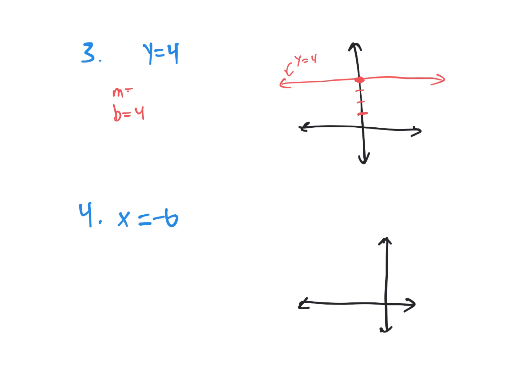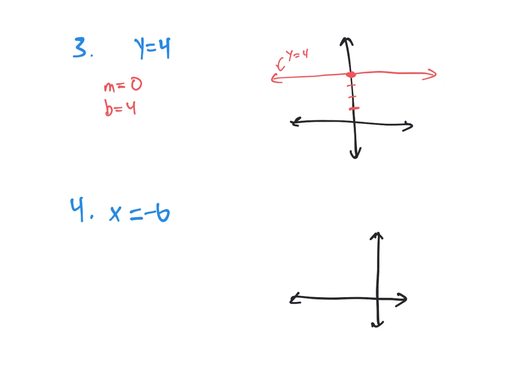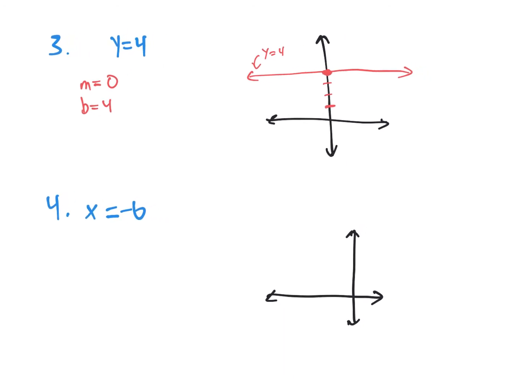But what about the slope? Well, this is a flat line. So hopefully you remember from class, flat lines don't have a positive or a negative slope. So they have a 0 slope. And that leads us into our next problem, which is x equals negative 6, which you hopefully remember from class is a vertical line at 1, 2, 3, 4, 5, 6 to the left.